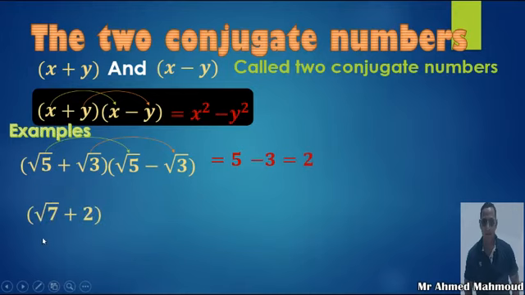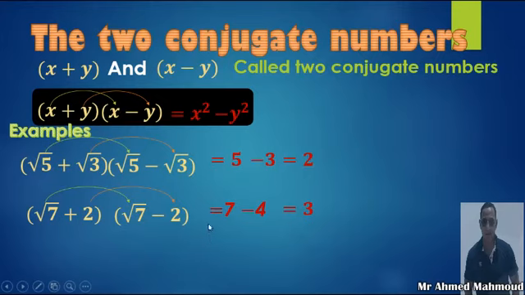Another example, if we have root 7 plus 2 and root 7 minus 2. First we multiply root 7 by root 7 equals 7, and 2 by negative 2 equals negative 4. 7 minus 4 equals 3. This is the simplest form.